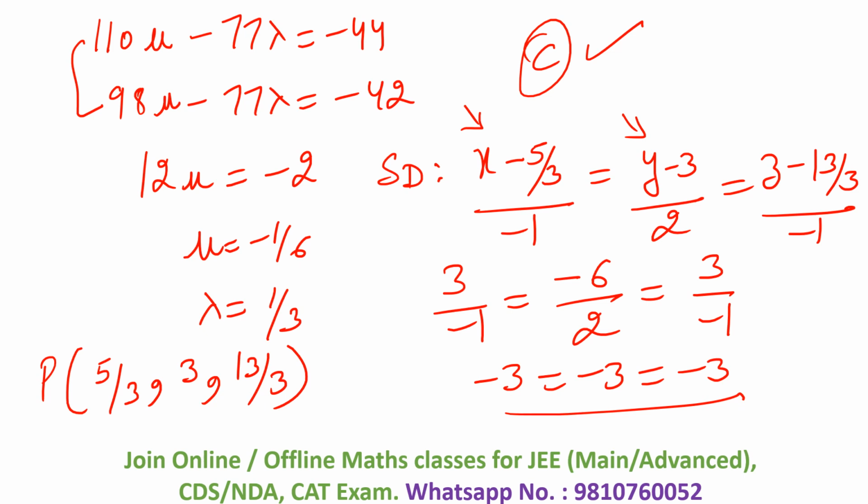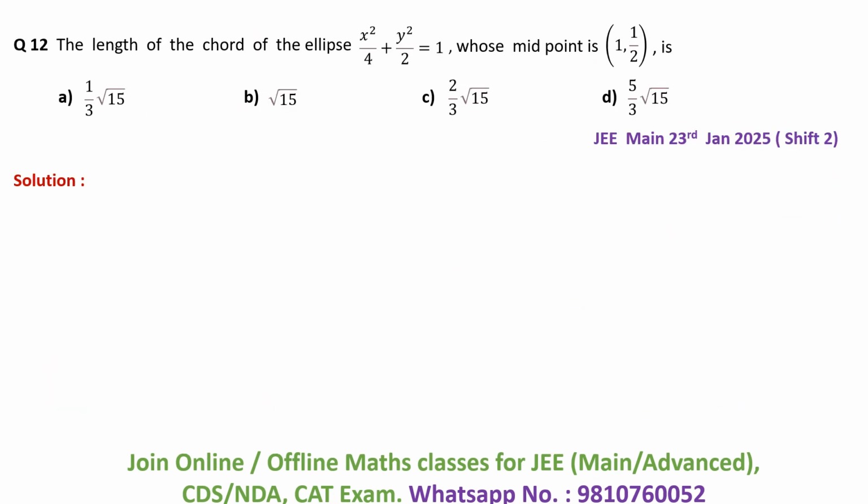Now students, we move towards the next question. This next question is based on the topic of ellipse. It says the length of the chord of the ellipse x square upon 4 plus y square upon 2 equal to 1, whose midpoint is 1 comma half is. Now we have to find the length of the chord of the ellipse whose midpoint is known to us.